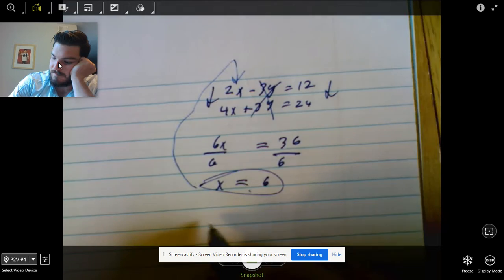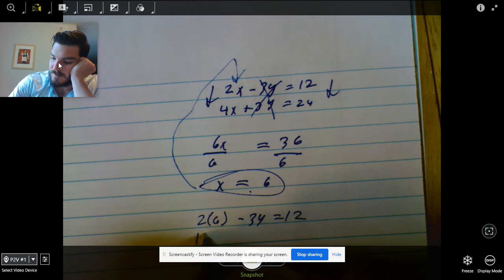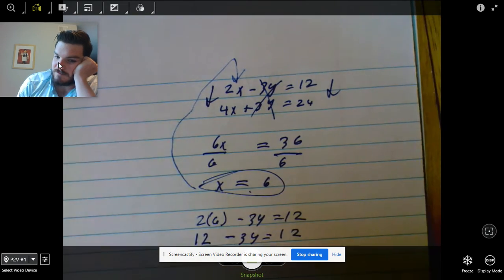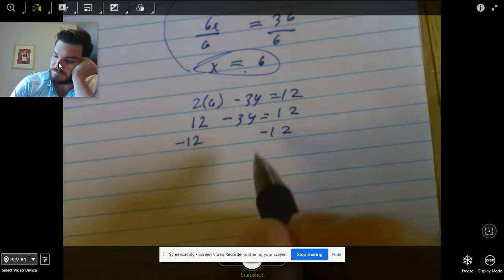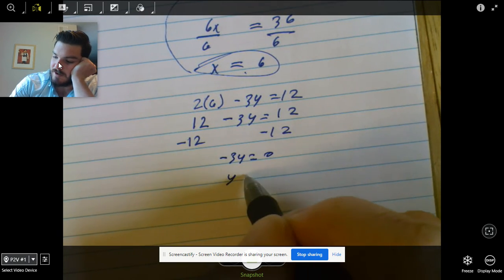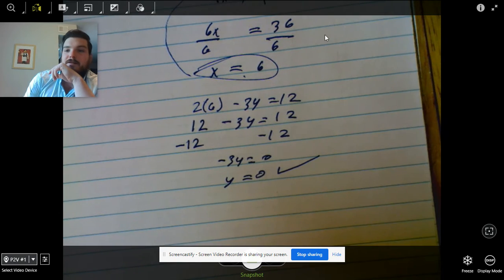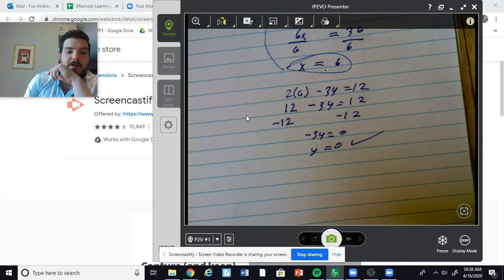Take this and substitute it in the top. So 2 times 6 minus 3y equals 12. 12 minus 3y equals 12. I'm going to subtract 12, subtract 12. Negative 3y equals 0. So y equals 0. We are all done. Snap, crackle, and pop.